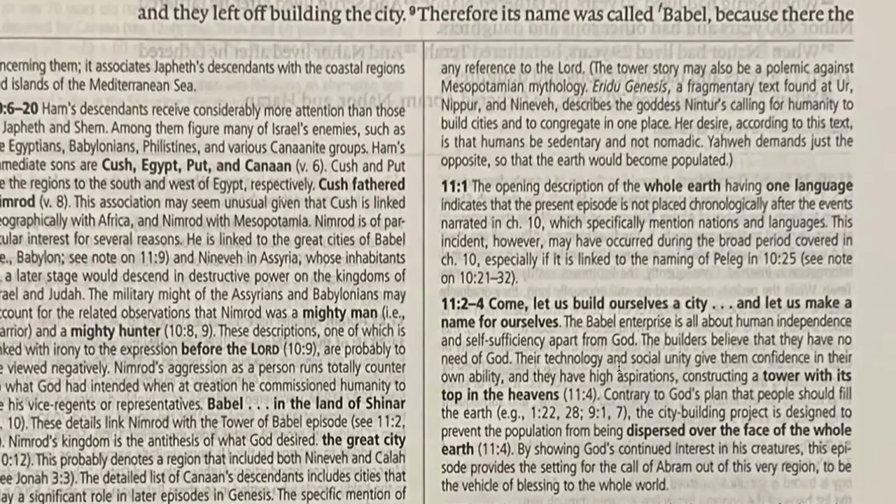And they have high aspirations, constructing a tower with its top in the heavens. Contrary to God's plan that people should fill the earth, the city building project is designed to prevent the population from being dispersed over the face of the whole earth, but God shows continued interest in his creatures. This episode provides the setting for the call of Abram out of this very region to be the vehicle of blessing to the whole world.